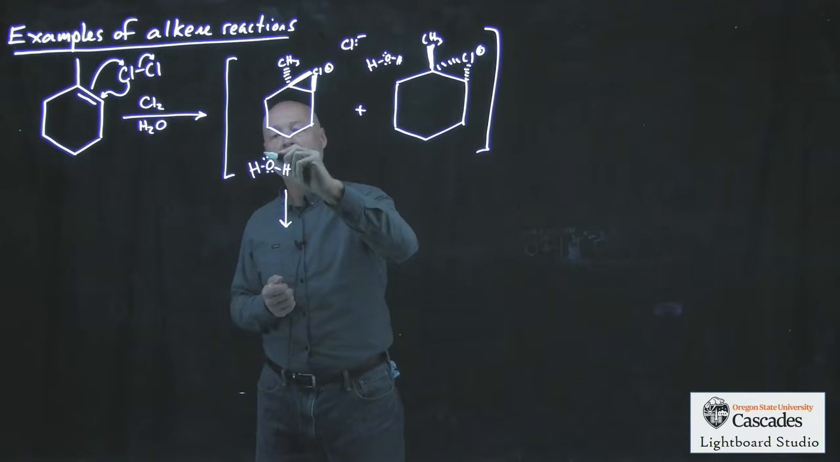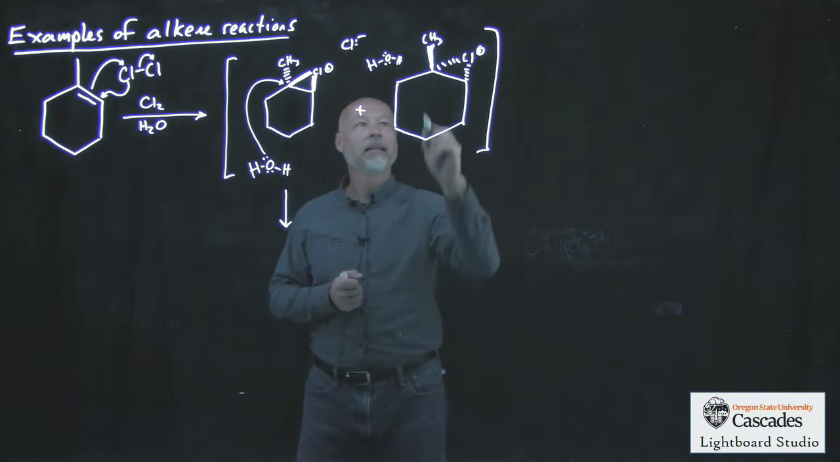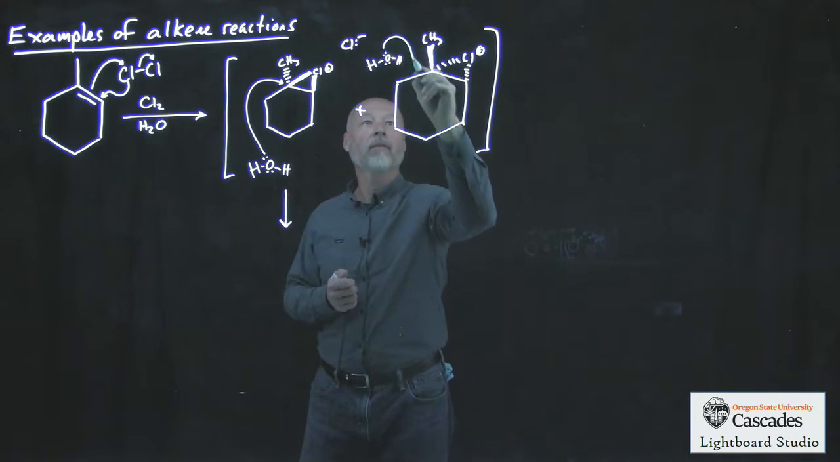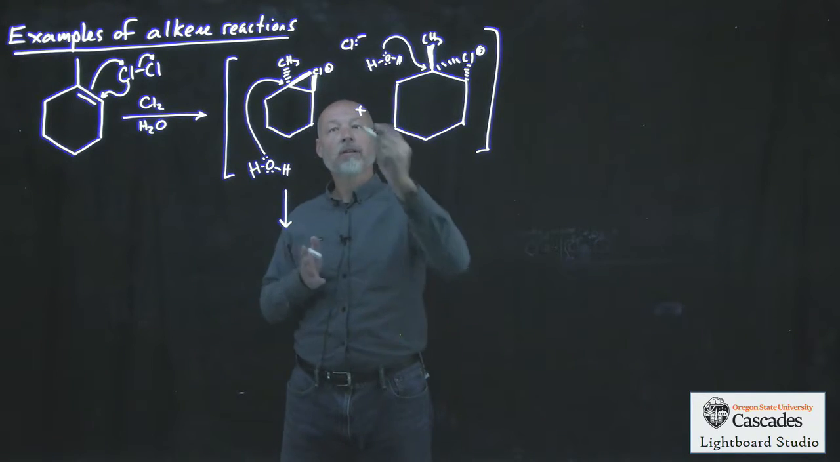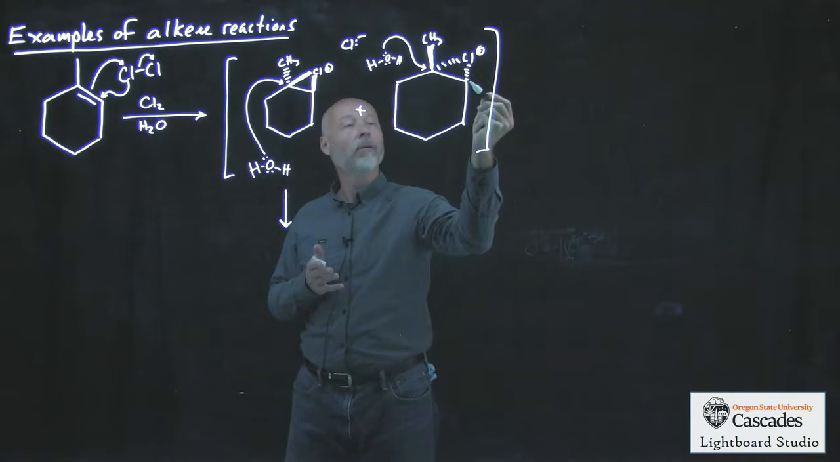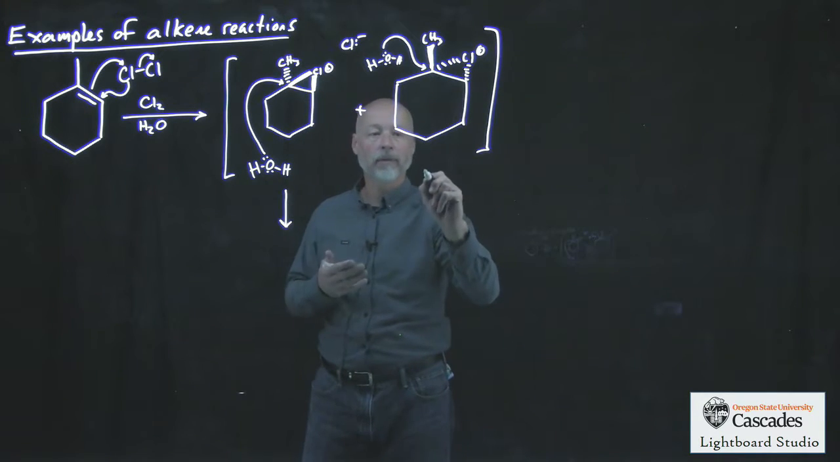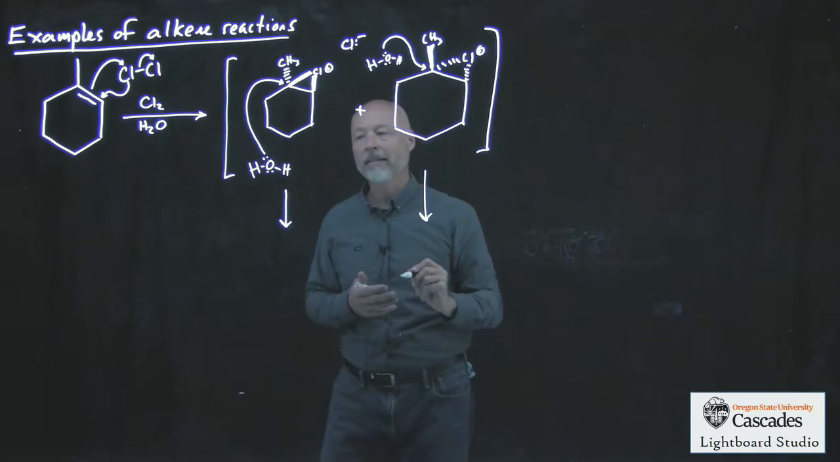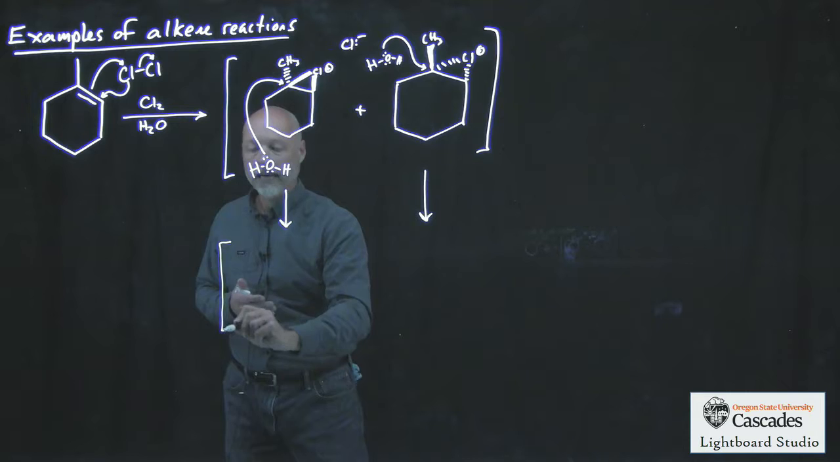So in this case, the water will attack from the back side, and in this case, the water will attack from the front side. And in both cases, what you see is the water is not attacking the least substituted carbon, rather it will always attack the most substituted carbon because of the partial charge buildup that occurs. That's the favored reaction.